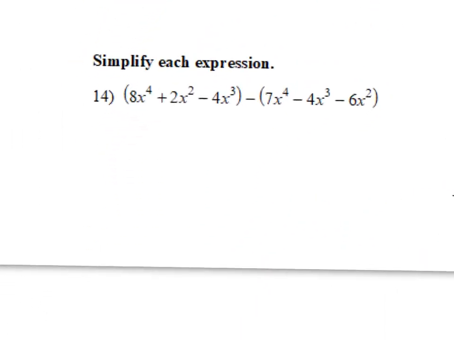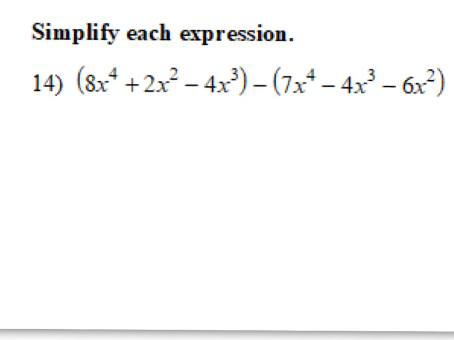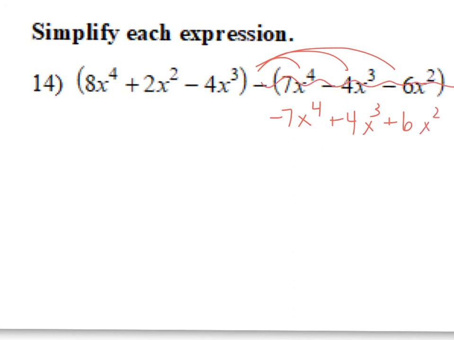All right. Okay, on this one, it is a subtraction problem, right? That's what it means here in the middle. It is subtraction. So let's go ahead and distribute that negative. So I end up with, oh, wrong one here. Negative 7x to the 4th, a positive 4x to the 3rd, and a positive 6x squared. Now all that's gone, right? We don't worry about him.